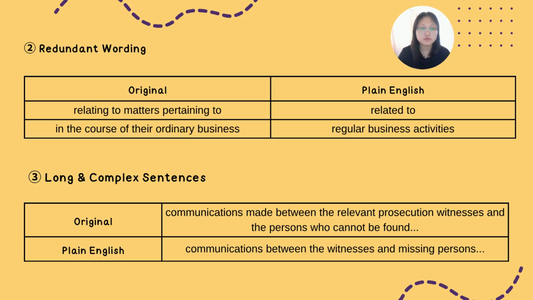Another issue in legal writing is the use of long sentences with stacked clauses. For instance, the original sentence contains the phrase "combinations made between the relevant prosecution witness and the person who cannot be found." In the simplified version, this was shortened to "communication between the witness and the missing person." This made the main idea clear and reduced unnecessary complexity.